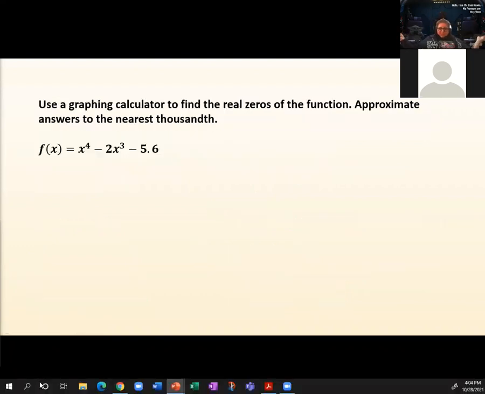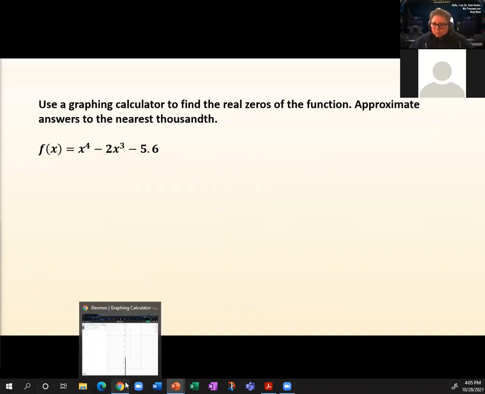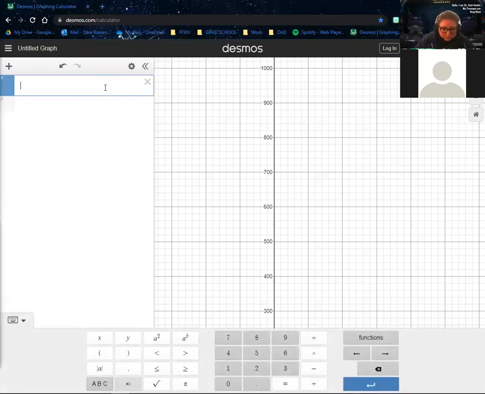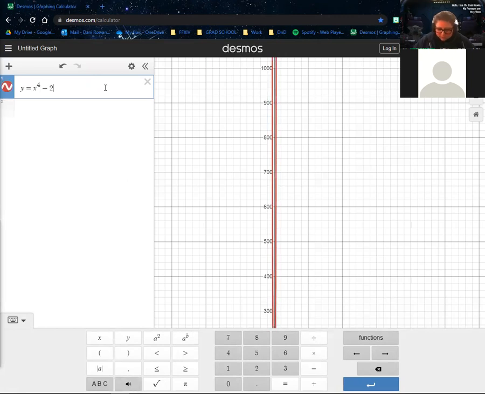Hey, this sounds like our best friend already. First few words: use a graphing calculator to find the real zeros of the function and approximate answers to the nearest thousandth. Cool. I'm going to use my graphing calculator, which is this. So we have x to the 4th minus 2x minus 5.6.